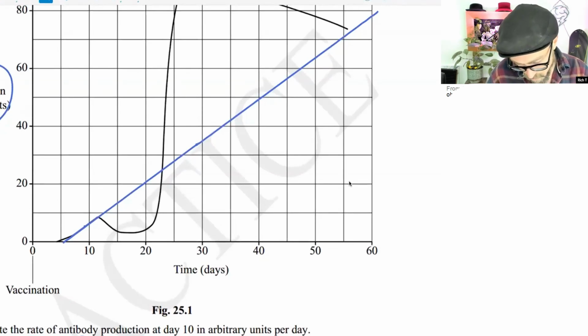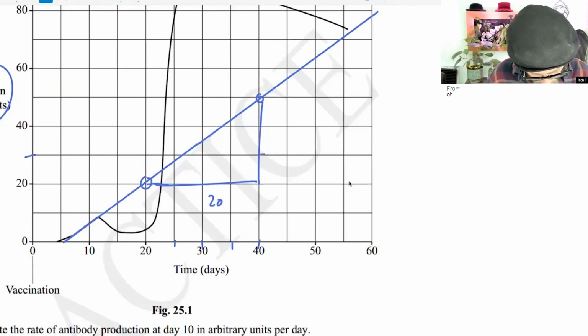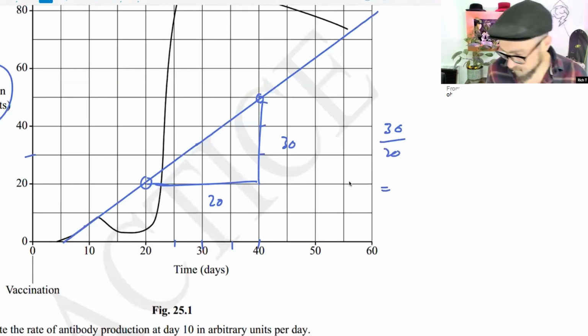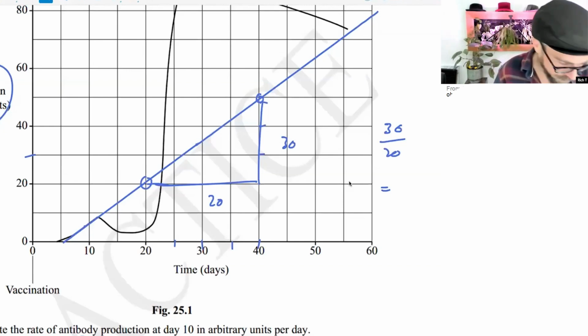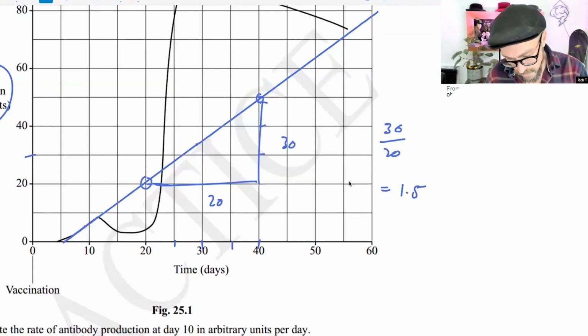No, I think I'm just making this more complicated than it needs to be. Okay, let's just answer the question. I'm going to take there to there. So we've got 5, 10, 15, 20. And we've got, these are 10, so 10, 20, 30. So it's 30 divided by 20. 1.5.